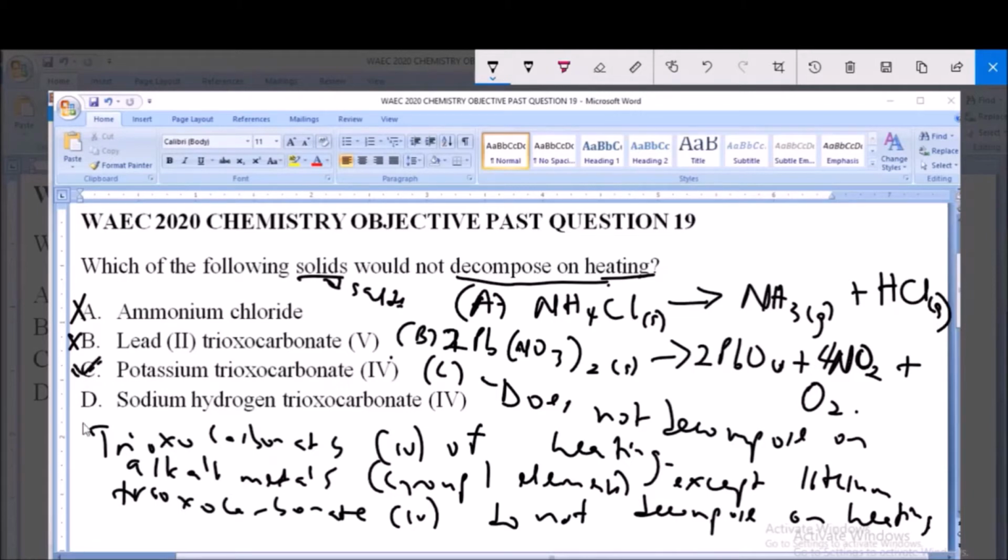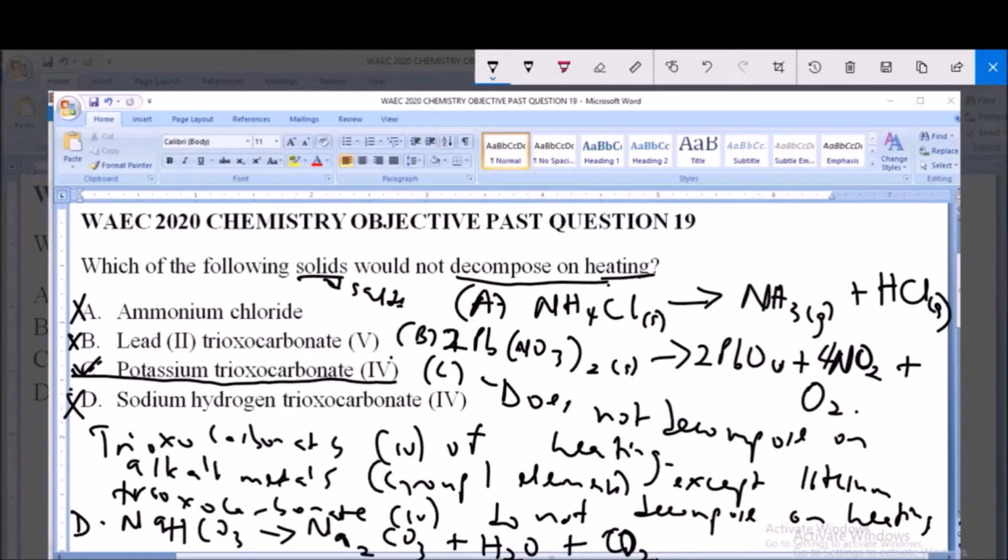So let's look at option D. Option D is sodium hydrogen trioxocarbonate 4. When it is heated, it decomposes to give sodium carbonate, water, and carbon dioxide. So we can see that this decomposes on heating, and it's not the answer to this question. So as we have rightly stated, option C, potassium trioxocarbonate 4, is the solid that does not decompose on heating.